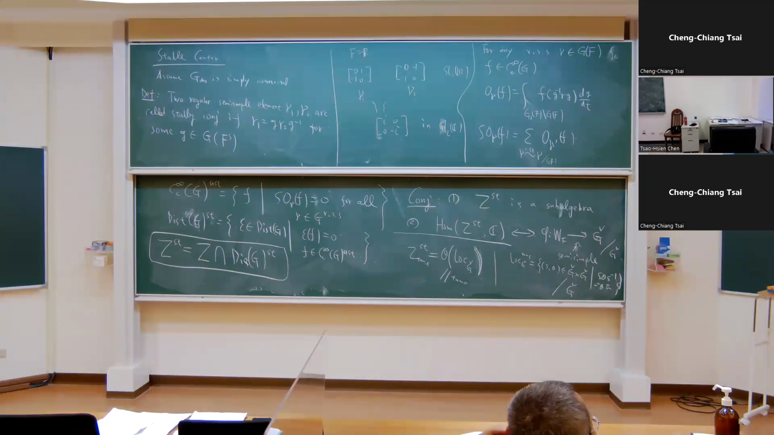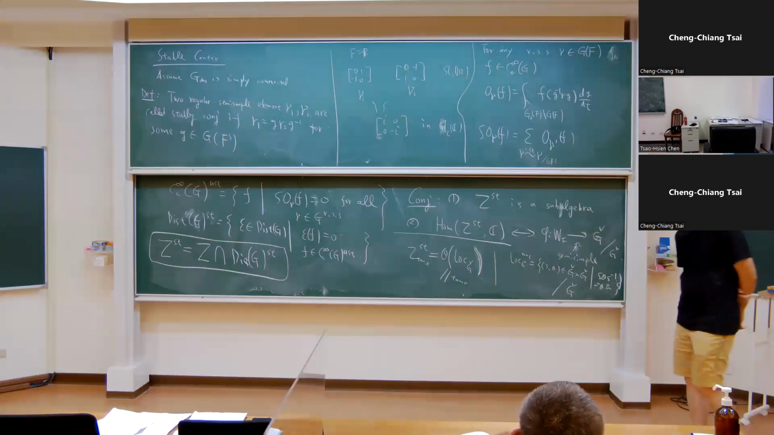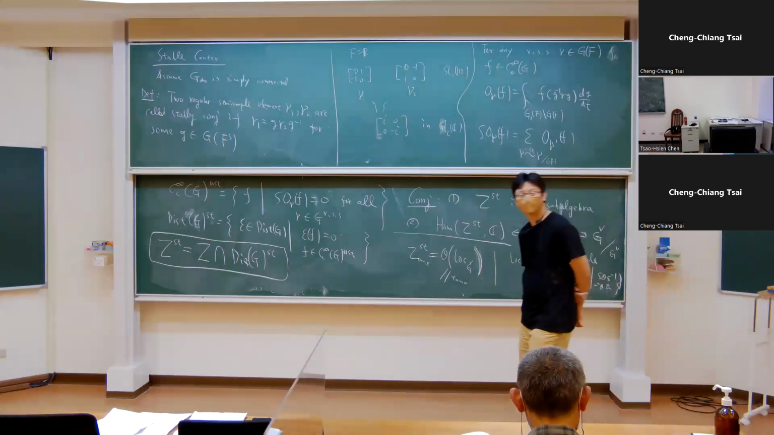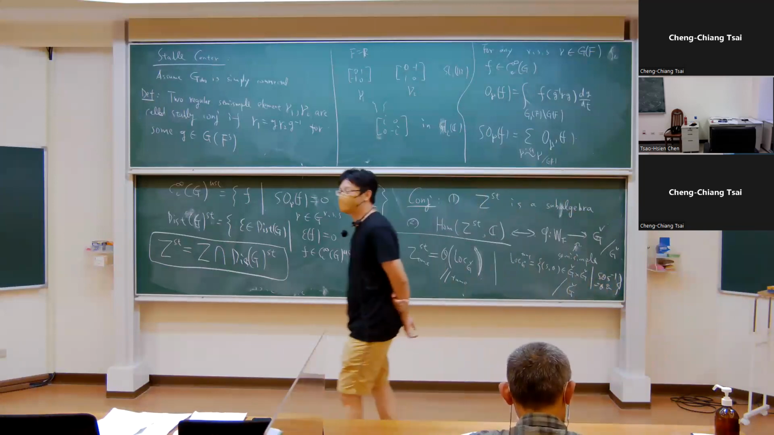About this stack of L-parameters, Tsao-Hsien, would you mind reminding me why there is no semisimplicity assumption on S for L-parameters? What happens to the locus where S is not semisimple? How should I think about it?